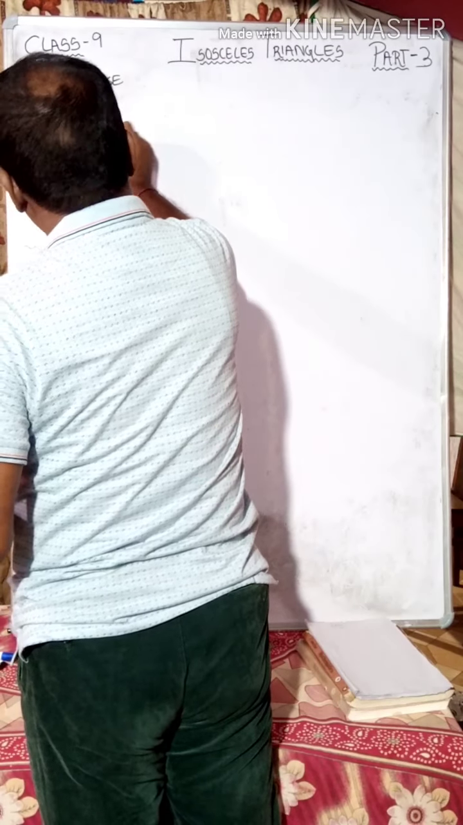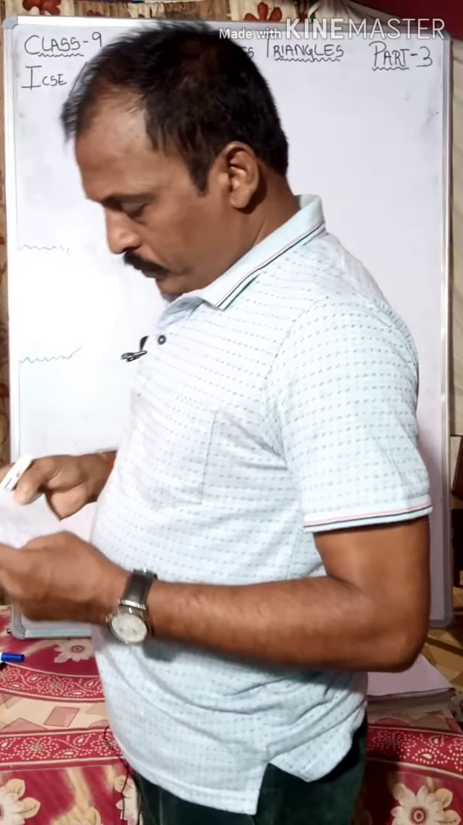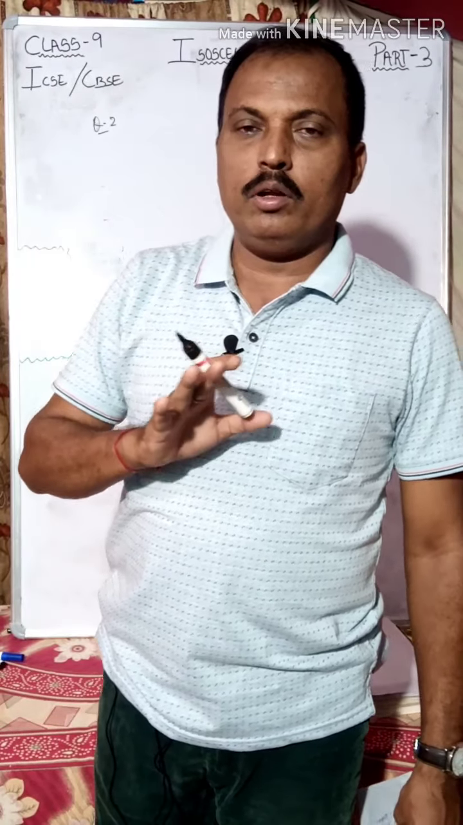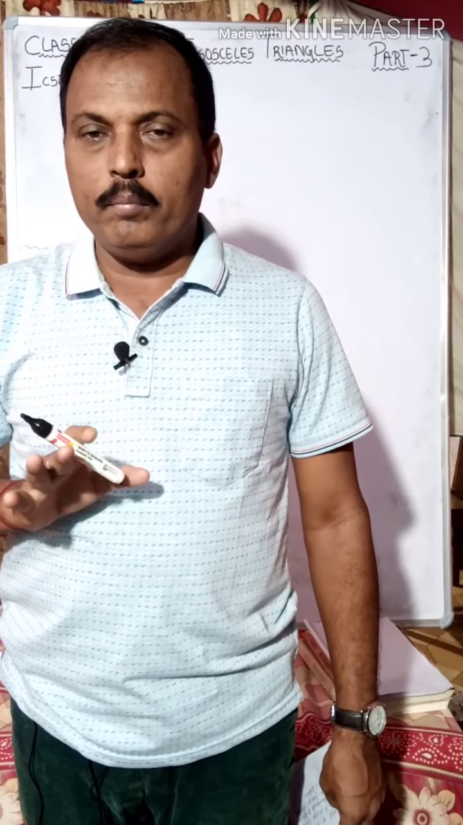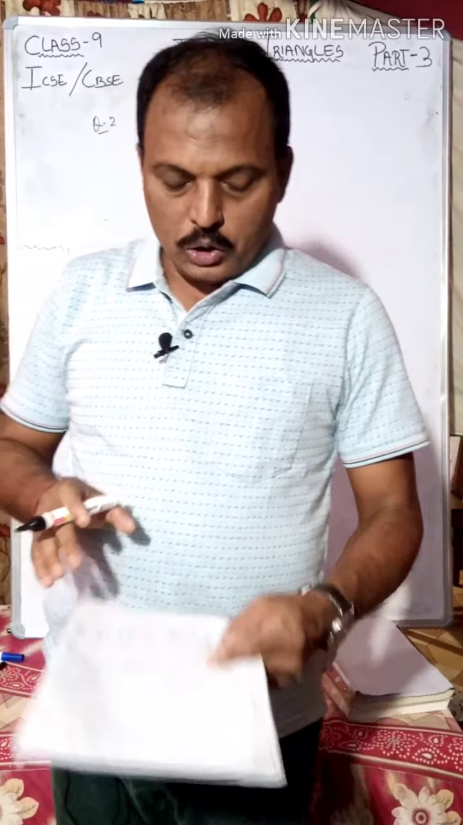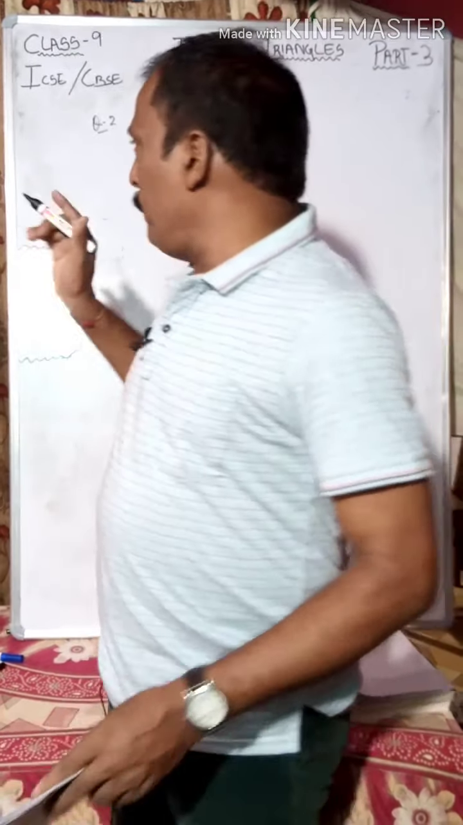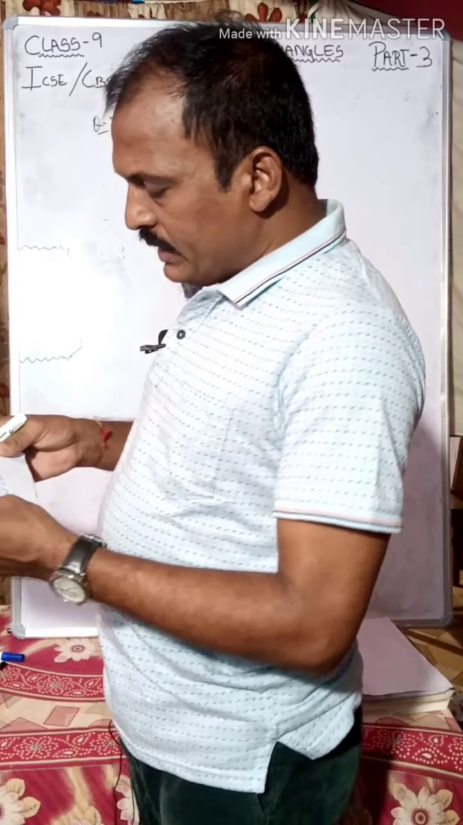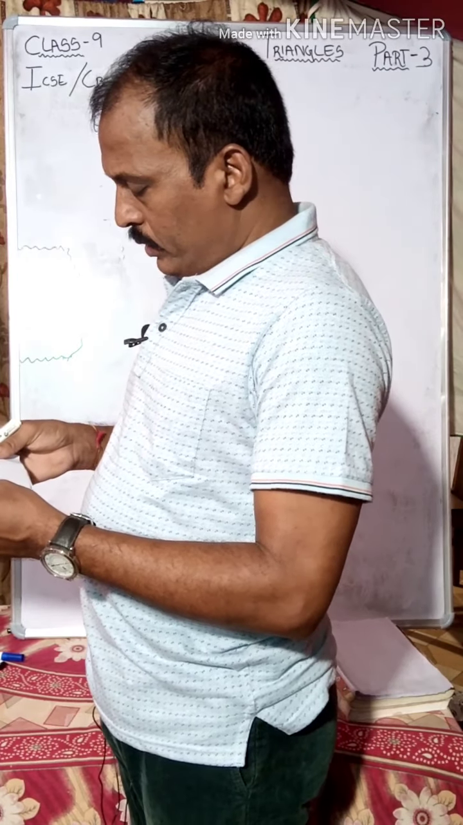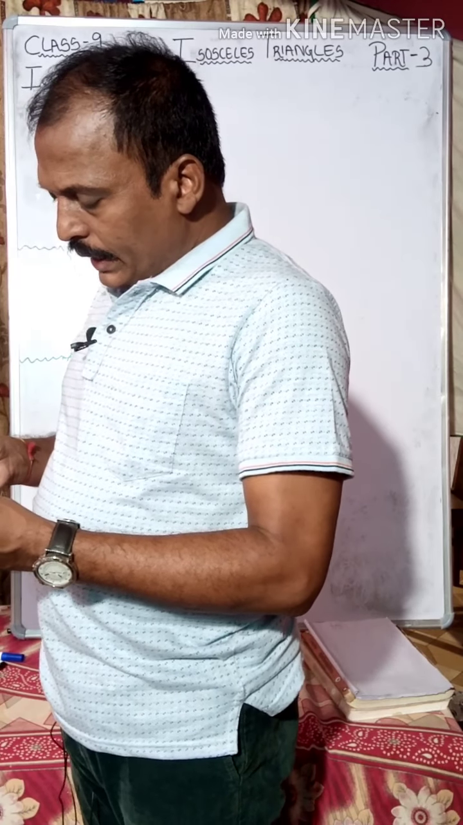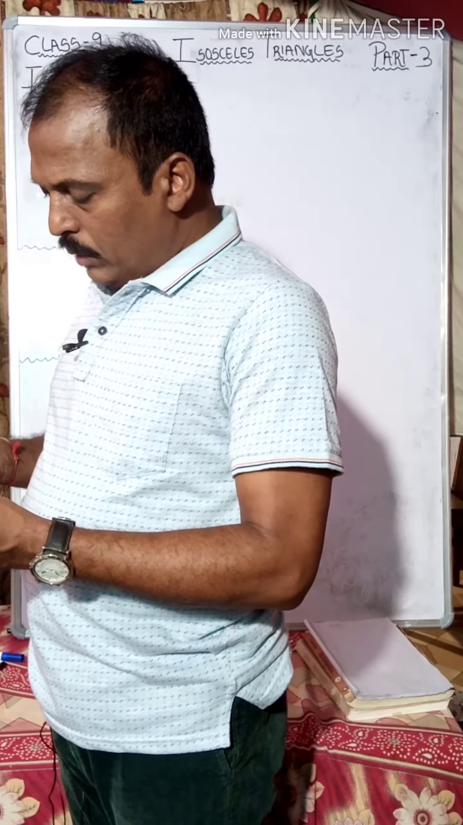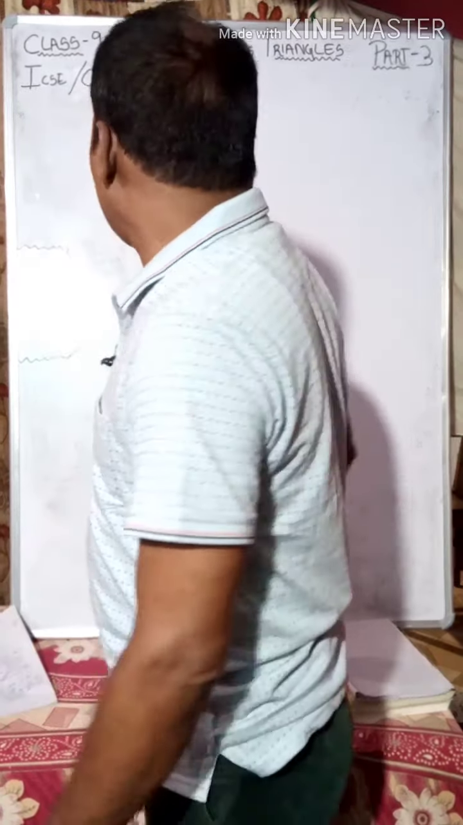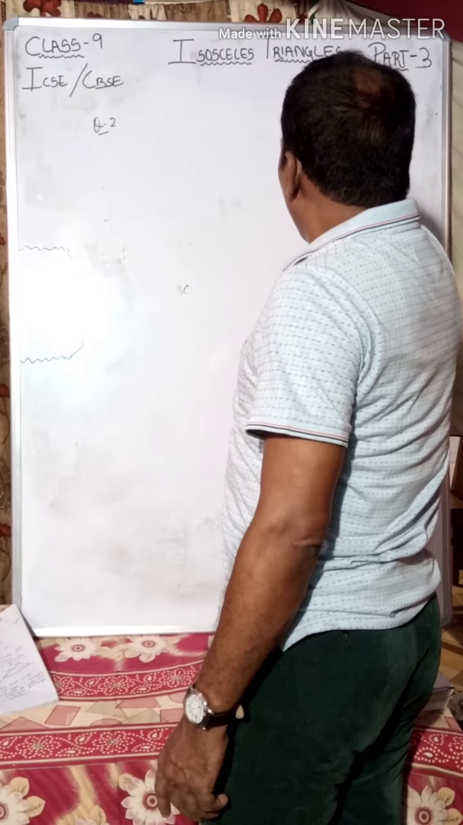Question 2. The question is just a bit lengthy, but not difficult, so I will explain it with a figure. Through any point on the bisector of an angle, a straight line is drawn parallel to either arm of the angle. Prove that the triangle so formed is an isosceles triangle.